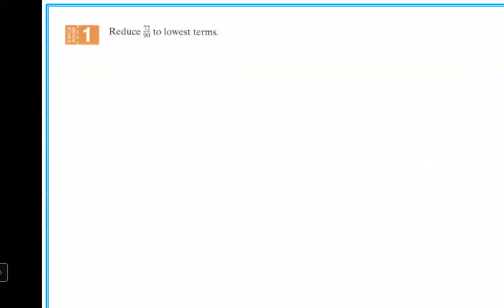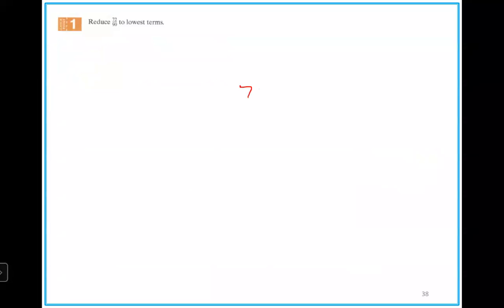Okay, so let's look at this example here. This one says 72 over 90. We want to reduce that to lowest terms. How could we start this reduction? I don't want to go through the LCM method. Let's just reduce it by canceling.